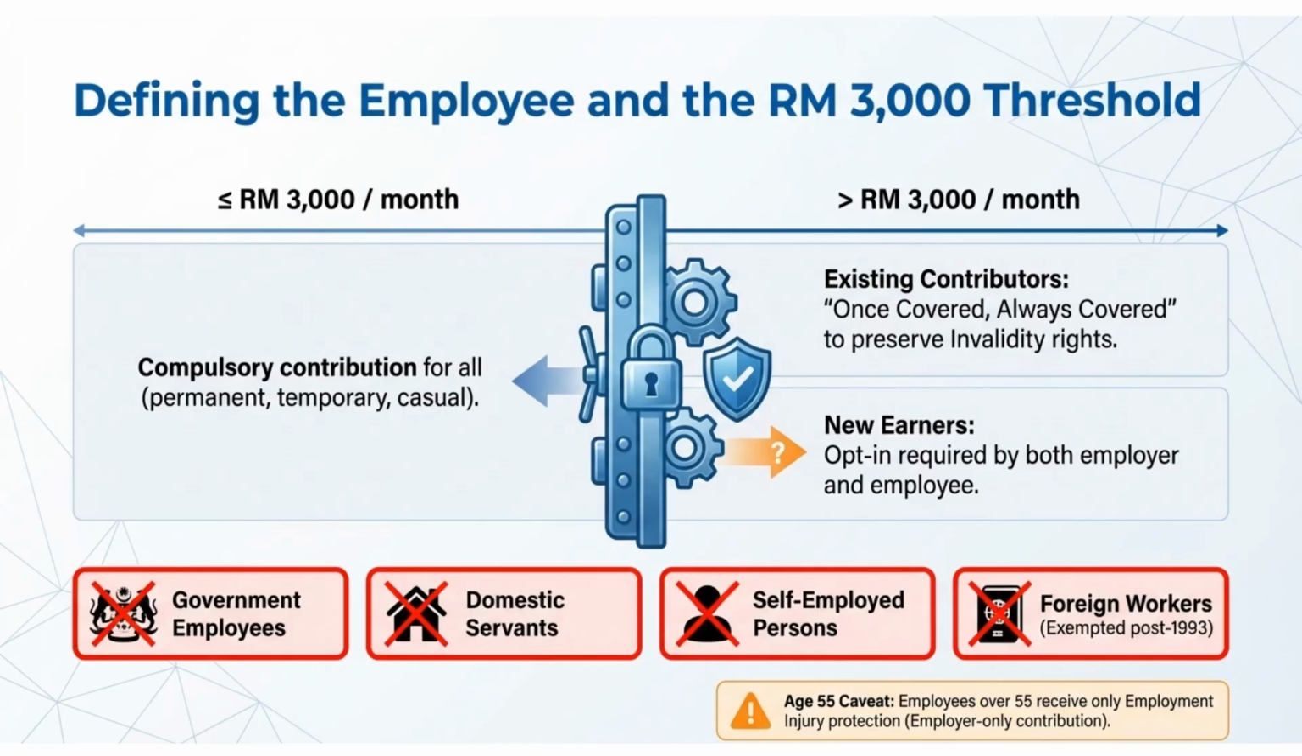All eligible employees must register regardless of whether their employment is permanent, temporary, or casual. However, 4 categories are exempted: government employees, domestic servants, self-employed persons, and foreign workers, exempted since the 1st of April 1993. An important age caveat applies: employees above age 55 who continue working are protected only under the Employment Injury Insurance Scheme, and only the employer contributes for them.